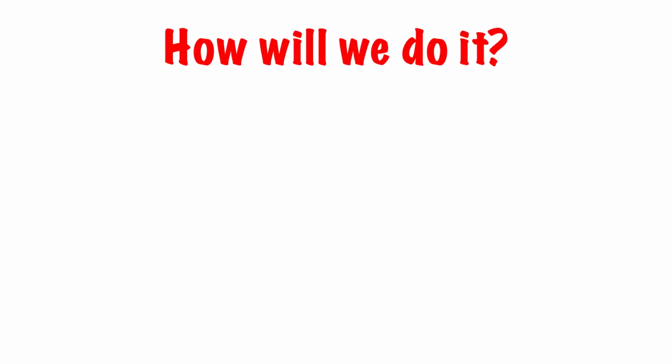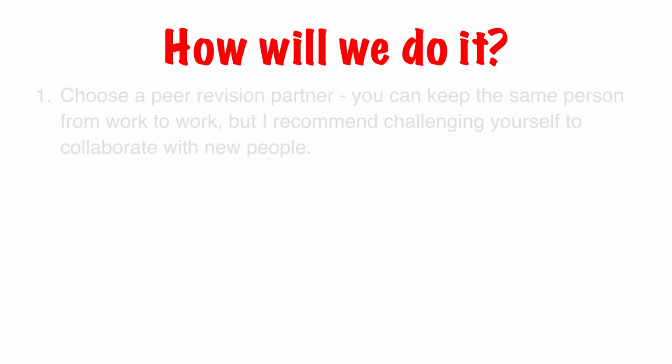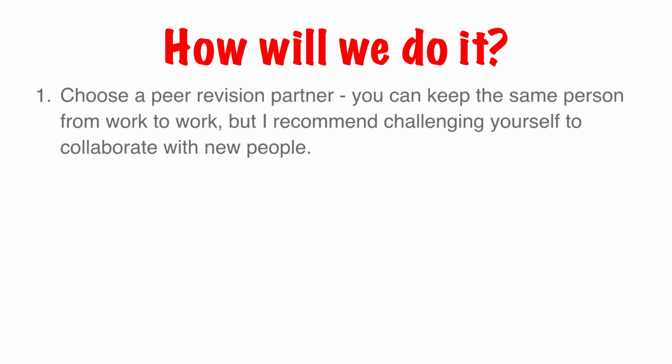How are we going to do it in our class? We're going to do it in a two-step process. In step one, there's 3 parts. First, you're going to choose a peer revision partner. You could either keep the same person from work to work, but I'm going to recommend challenging yourself so that you can collaborate with new people and work through different kinds of skills with different sets of eyes.